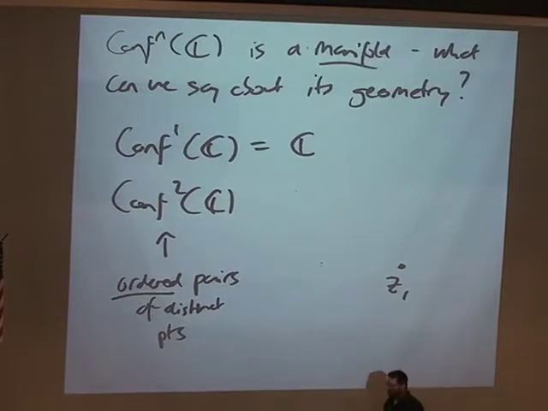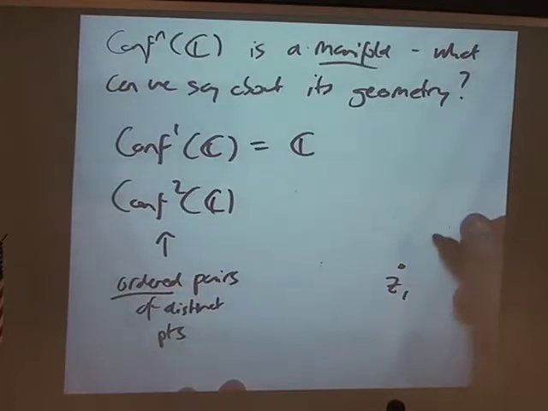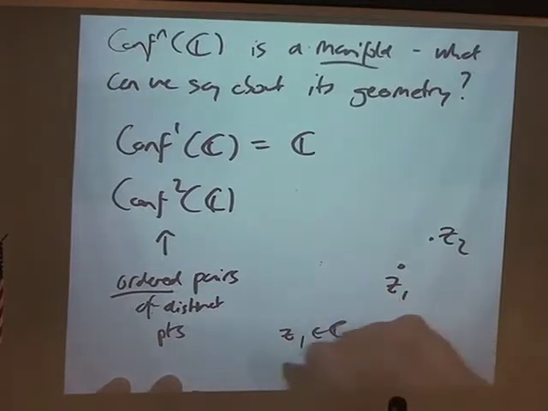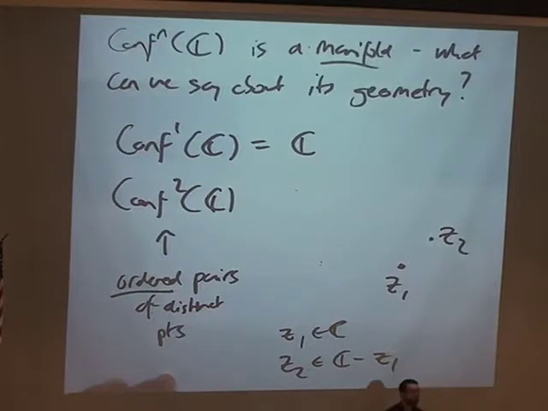When it sort of wakes up in the morning and decides where to live, it has to live somewhere on the complex plane apart from Z1, and that's the complex plane with a point removed, which homotopically speaking is a circle. So Z2 is somewhere out here. So Z1 is chosen from C, Z2 is chosen from C minus Z1.